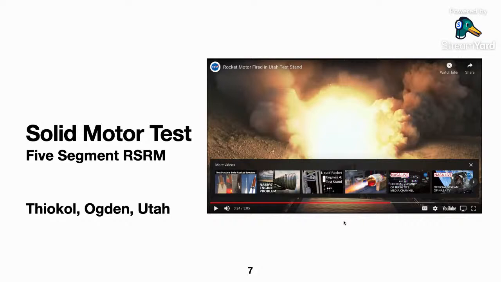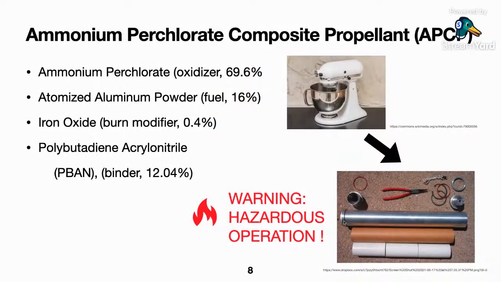It's very impressive. The space shuttle RSRMs were the largest solid motors ever built. There was none larger than these. And it was quite an endeavor to do that. Okay, so here we go. Do-it-yourself rocket motors. This is what the space shuttle RSRM propellant was.